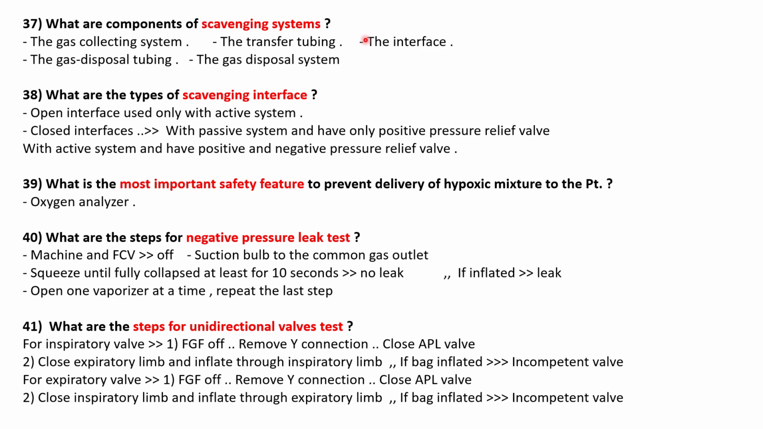What are the components of the scavenging system? Five: collecting system, transfer tube, scavenging interface, and we have two types of interface, open and closed, then gas disposal tubing and gas disposal system.